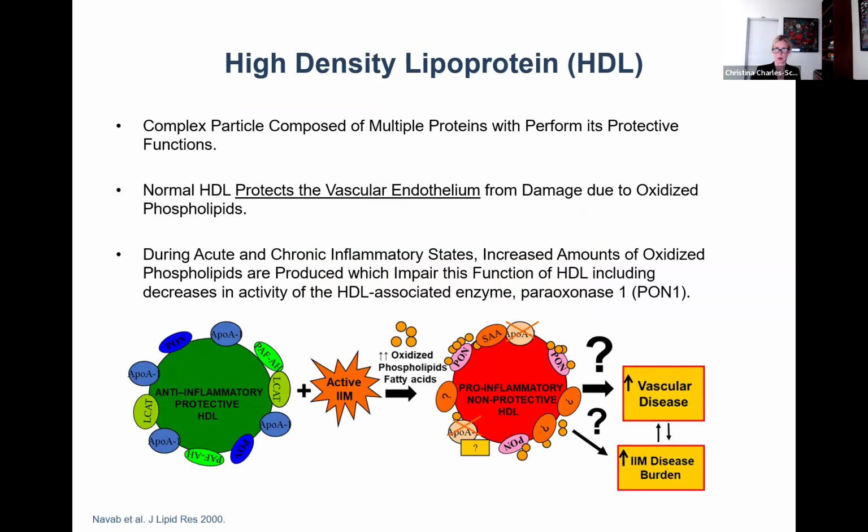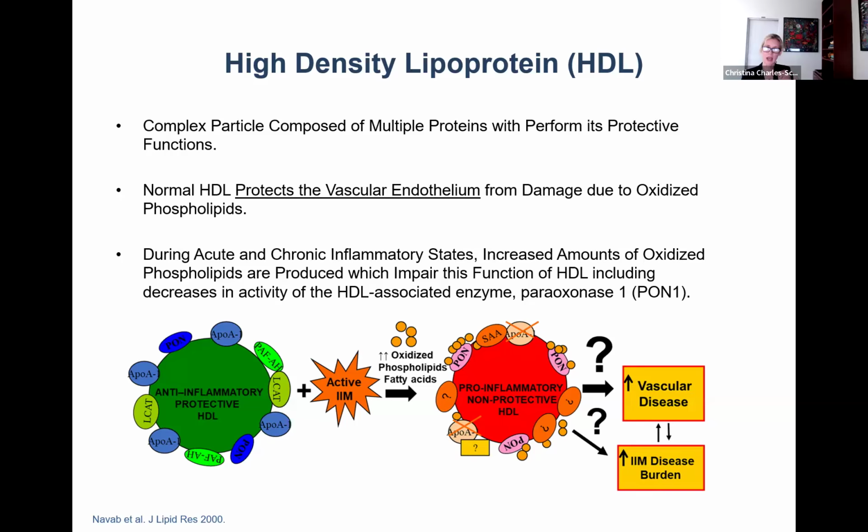High density lipoproteins. So HDL is the carrier of the so-called good cholesterol. What we do in the lab is we don't measure how much cholesterol it's carrying around. We measure how it's functioning, right? It's a particle that contains 70 different proteins. It's a very active particle that goes around and cleans up inflammation in the blood vessels. It normally protects those blood vessels.